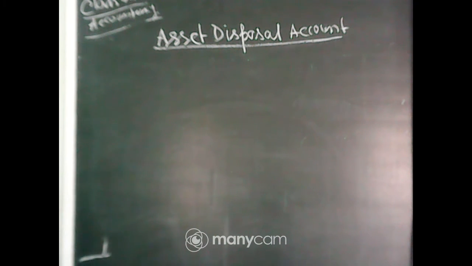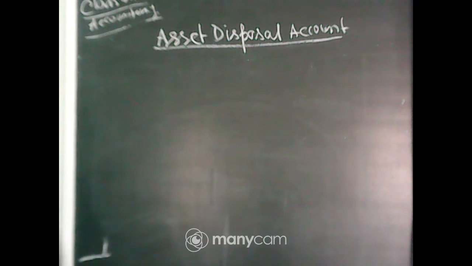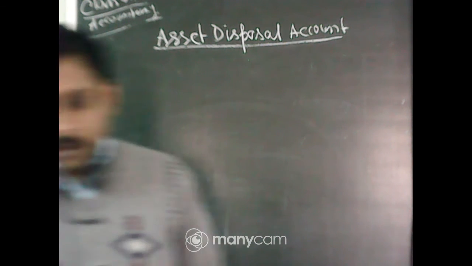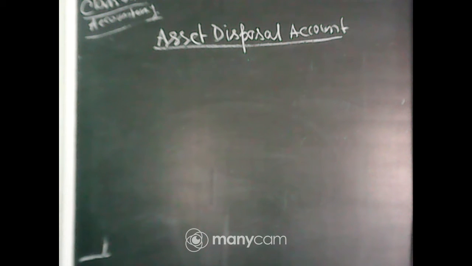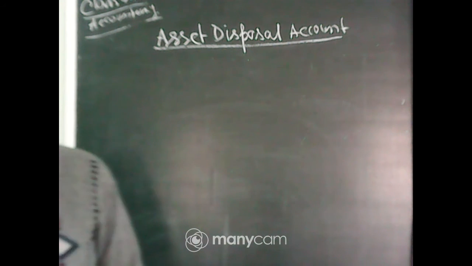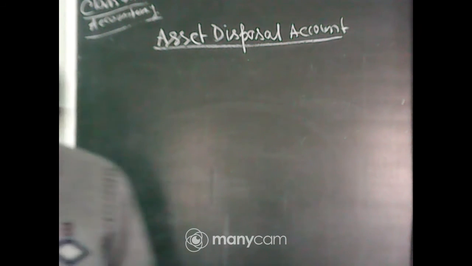If depreciation is provided at 10% per annum on original cost, that means you have to follow the straight line method, and the rate of depreciation is 10%, and accounts are closed on December 31 every year. Now we have to make these three accounts: one is machinery account, one is provision for depreciation account, and one is asset disposal account.